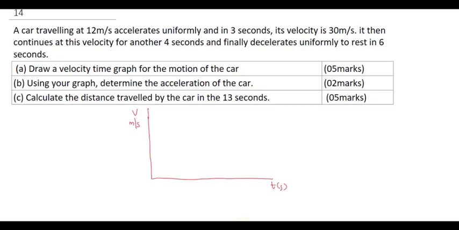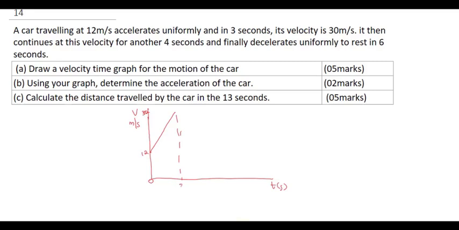So the question says a car traveling at 12 meters per second. So notice it started from 12, like we weren't given the previous information. And it accelerates to 30. So I'll draw this. Now let's call here 30 and let's call here 12. We are going to be representing this information on the graph. So I'll draw this down.